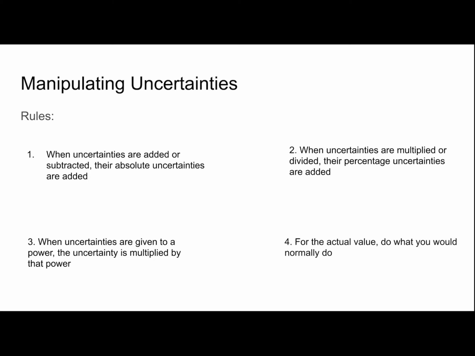Number four, I'm talking about the actual values, for example the number that comes in front. Do what you would normally do. So if we're adding two uncertainties, then you add the actual values. If we're subtracting, you still subtract. Everything with the front number, you'll do the exact same thing.